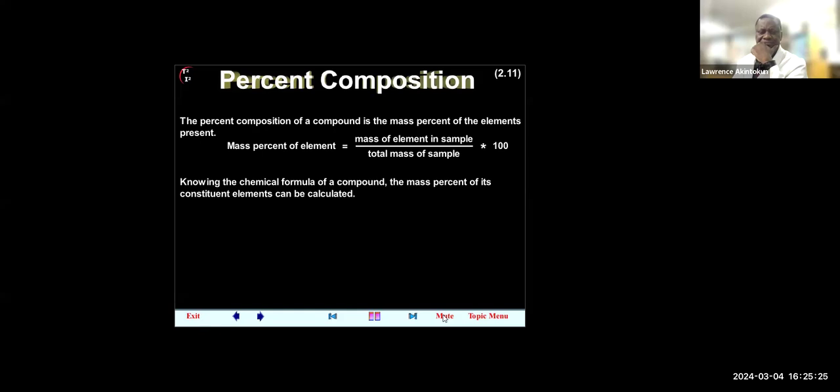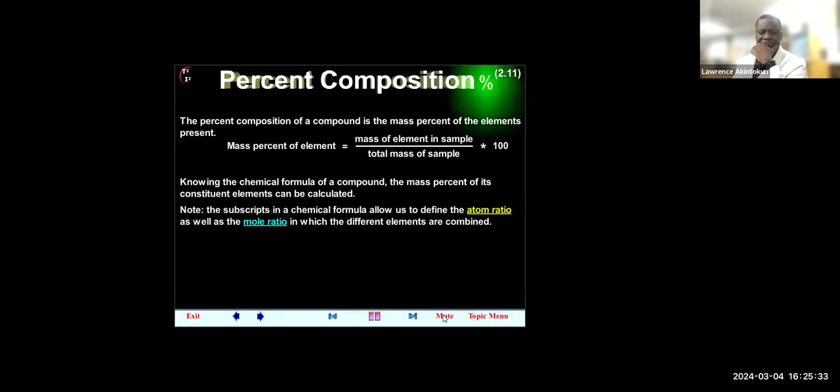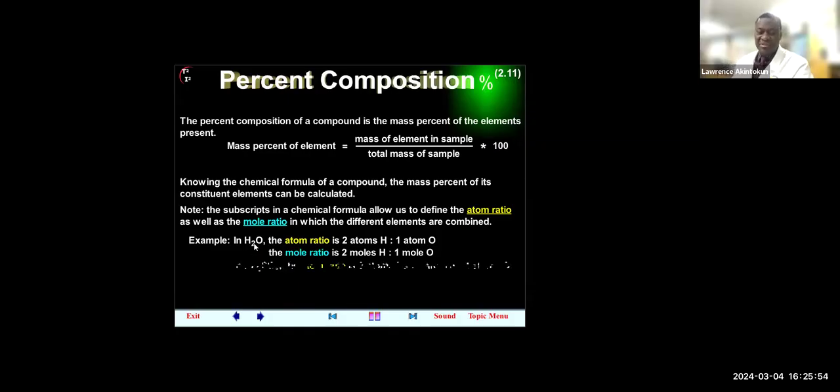Knowing the chemical formula of a compound, the mass percent of its constituent elements can be calculated. Note, the subscripts in a chemical formula allow us to define the atom ratio as well as the mole ratio in which the different elements are combined. Example, in H2O, the atom ratio is 2 atoms H to 1 atom O. Now, the 2 under the hydrogen is called a subscript. So in this case, we have 2 atoms of hydrogen to 1 atom of oxygen.